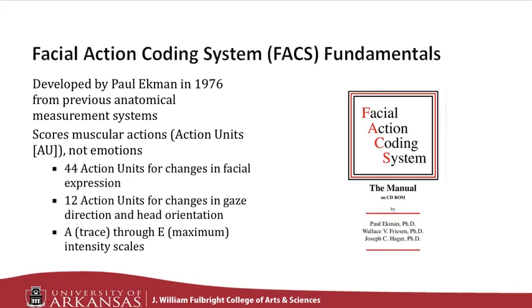Paul Ekman and Wallace Friesen developed the Facial Action Coding System in 1976 by using previously existing anatomical systems developed by scholars such as Swedish anatomist Carl Hermann Hjortsjö's classic work. This system scores muscular actions, action units, not emotions. There are 44 action units for changes in facial expressions, 12 action units for changes in gaze direction and head orientation, with these movements scored from A, trace, to E, maximum intensity scales.